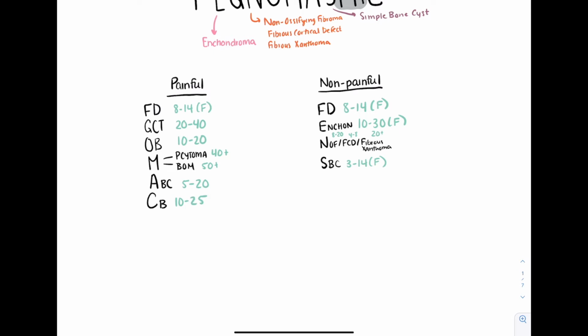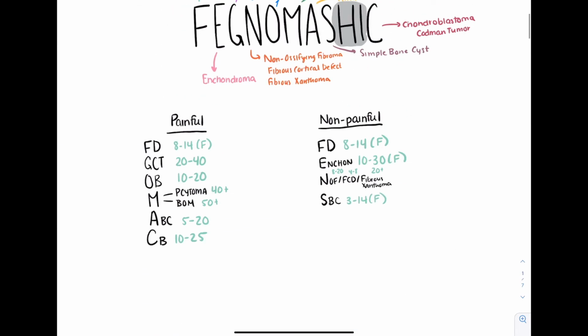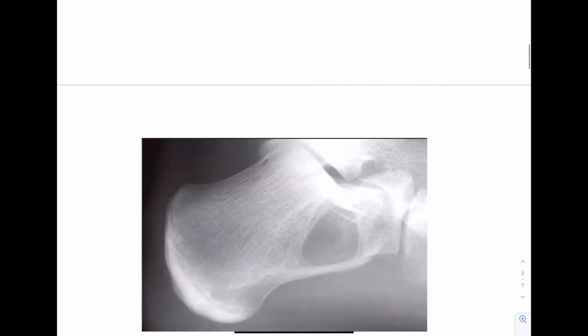Okay, so we're using age as our benefit. And then from there, remember we have buzzwords for each of these. I want you to think of all of those different buzzwords that we related to them. As we go through differentiating, I'll remind you of some of those buzzwords, and we'll come back at the end and look at this list and put down our main buzzwords for them. So let's look at some images and use our Fegnomashic.